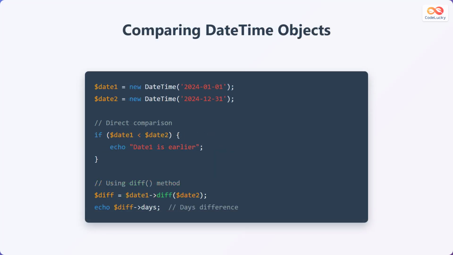DateTime objects can be compared directly using comparison operators such as less than, greater than, and equal to. For example, if date 1 is less than date 2, then date 1 is earlier. You can also use the diff method to get the difference between two DateTime objects. The diff method returns a date interval object, which contains information about the difference, such as the number of days.